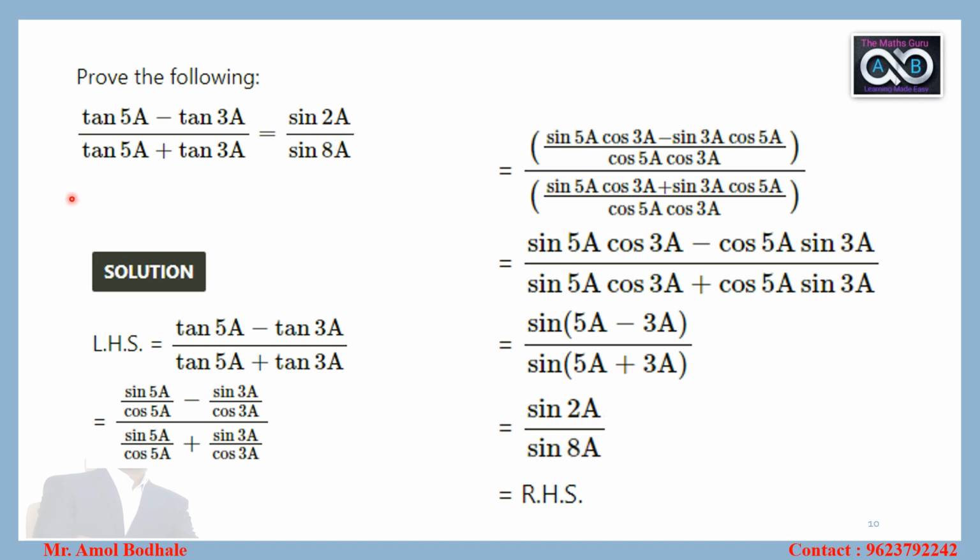The proof of this theorem, this example, we can even follow the reverse steps of this. So we can consider the RHS. Then we write this sin 2a upon sin 8a. We can write sin 2a as 5a minus 3a. Similarly, 5a plus 3a. Now we can expand this term this way.